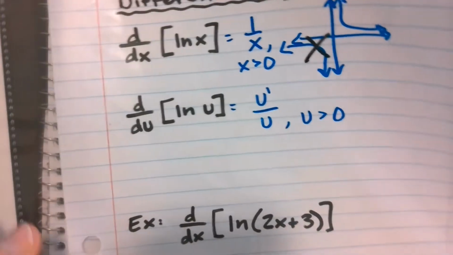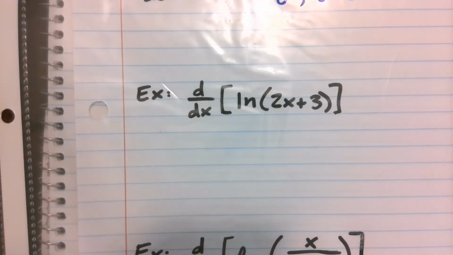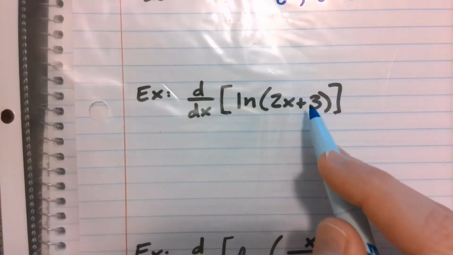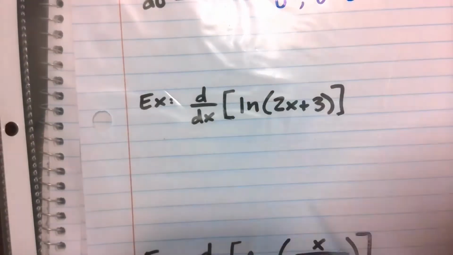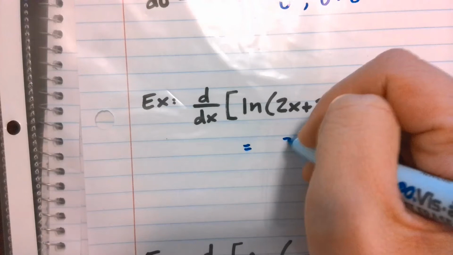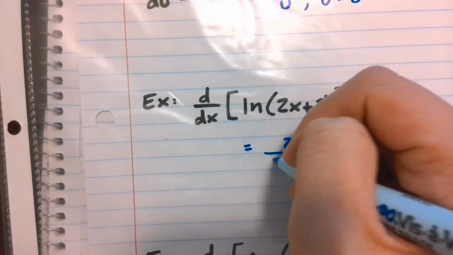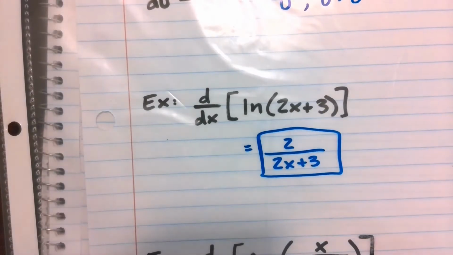Let's do some examples. We've got finding the derivative of the natural log of 2x plus 3. So for something like this, I'm just recognizing it's a natural log. So if I'm taking the derivative, I just want to take the derivative of that argument divided by the argument itself. So my derivative of this is going to be the derivative of 2x plus 3, which is just 2, over 2x plus 3. There we are.